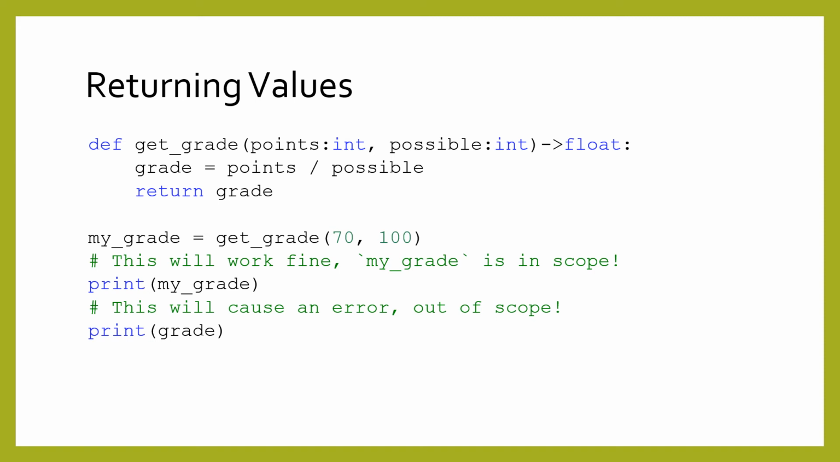The variable disappears after the function ends, so returning the value is the only way to make that value available outside of the function. The grade variable has no existence or meaning outside of the function.